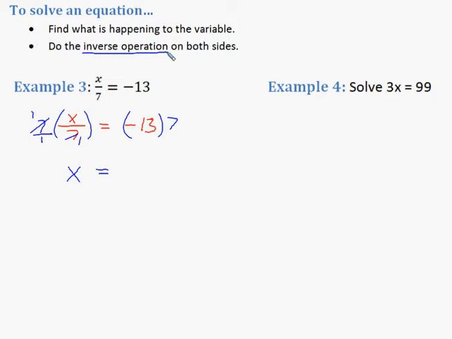Over here, negative 13 times 7, a negative times a positive is negative, and 13 times 7 is 91.